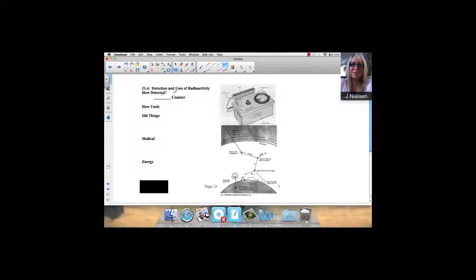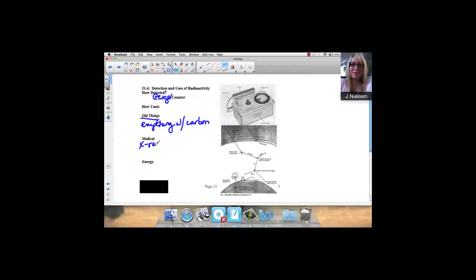All right, I'm going to talk briefly about a few more things and then wrap it up. How is radioactivity detected? Well, the easiest way is through a Geiger counter. It detects the amount of radioactive particles by using different probes for different types of materials. And it can detect how old things are. So anything with carbon in it, we can detect how old it is.